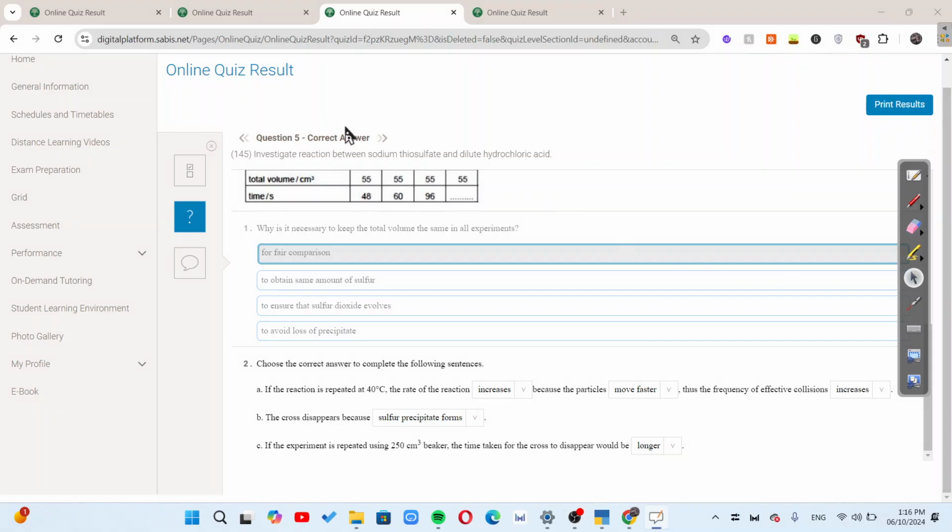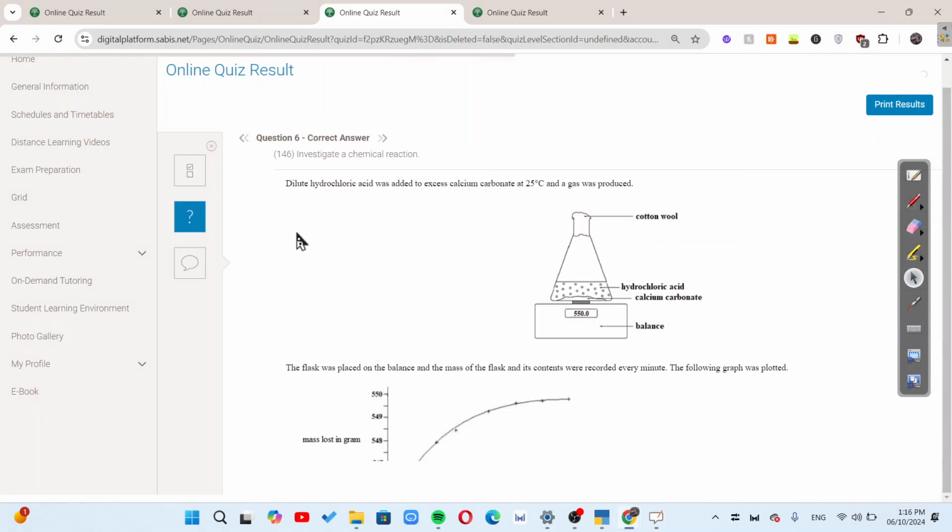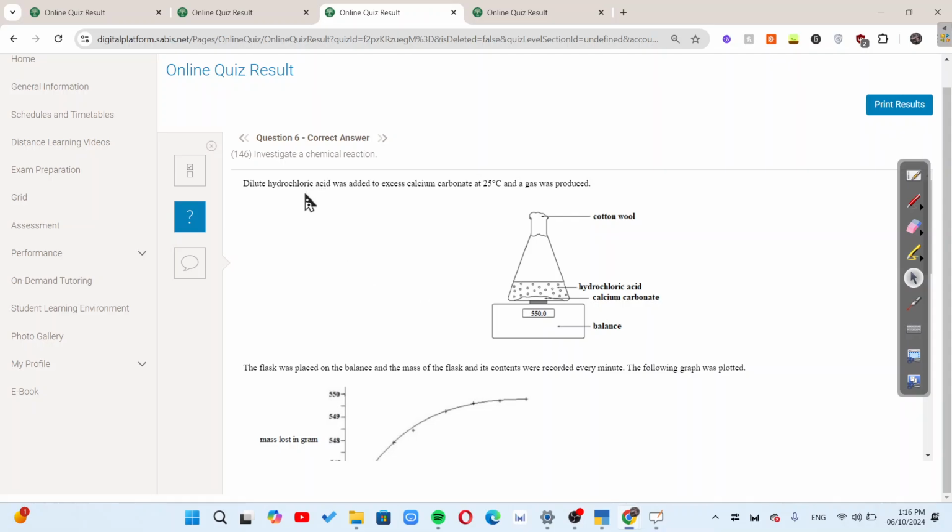So next question. Now here you have dilute hydrochloric acid, and it was added to excess calcium carbonate. We know that hydrochloric acid is our limiting reagent, and it was done at temperature 25, and a gas was produced. They didn't tell us what this gas was.